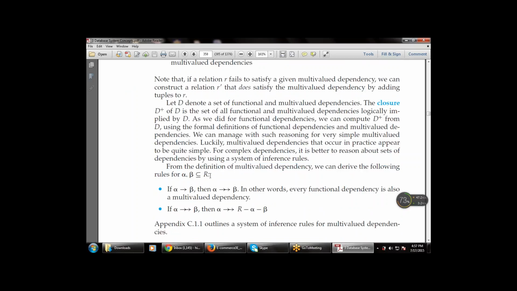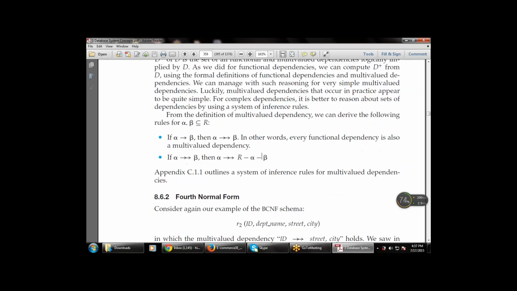From the definition of multi-value dependencies, we can derive the following rules for alpha and beta that belong to R. If alpha arrow beta, then alpha arrow arrow beta. In other words, every functional dependency is also a multi-value dependency. Next, if alpha arrow arrow beta, then alpha arrow arrow R minus alpha minus beta.